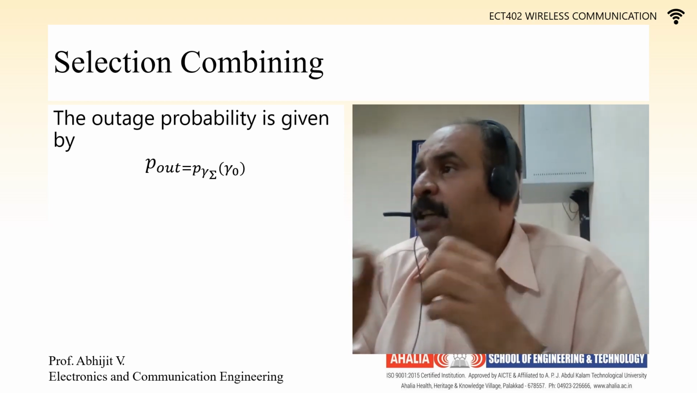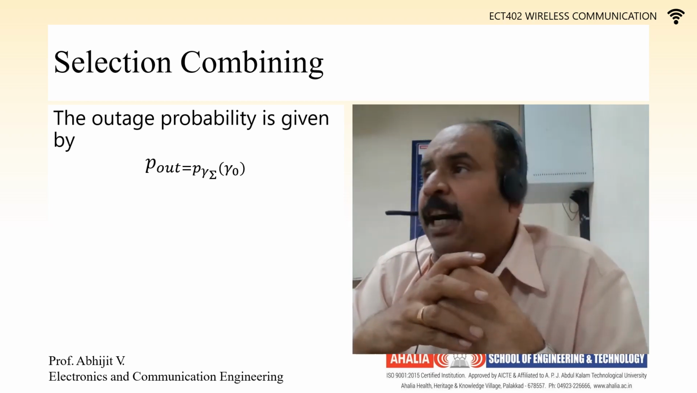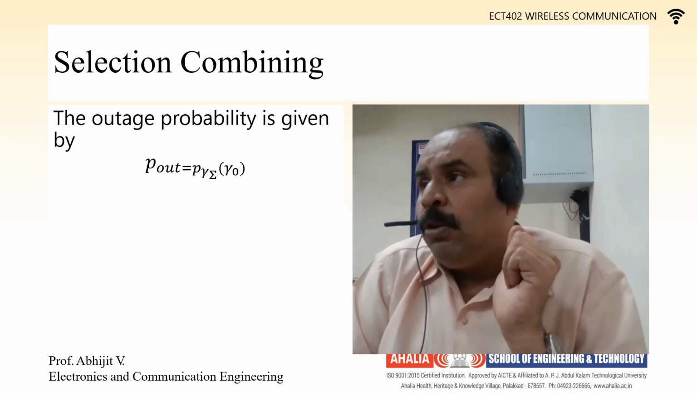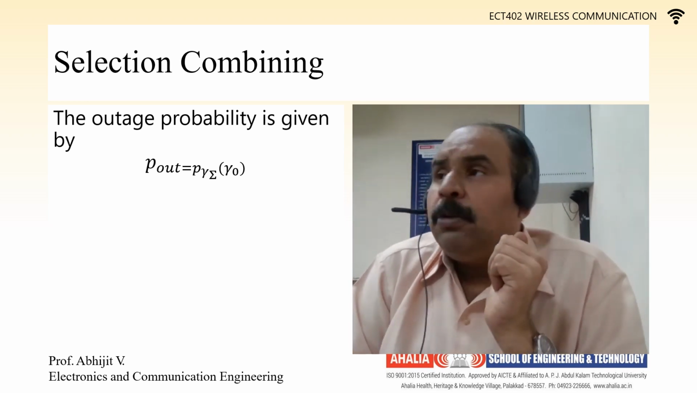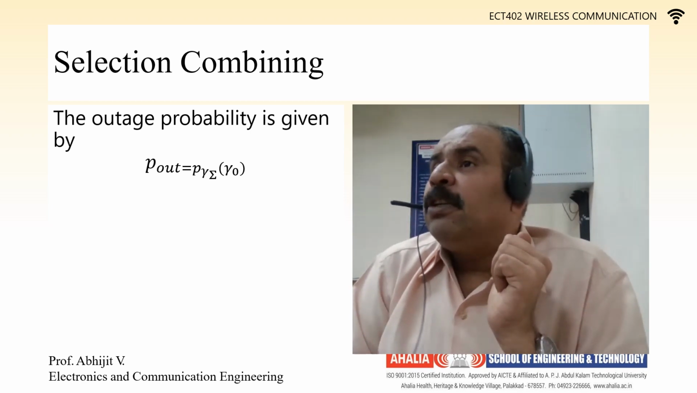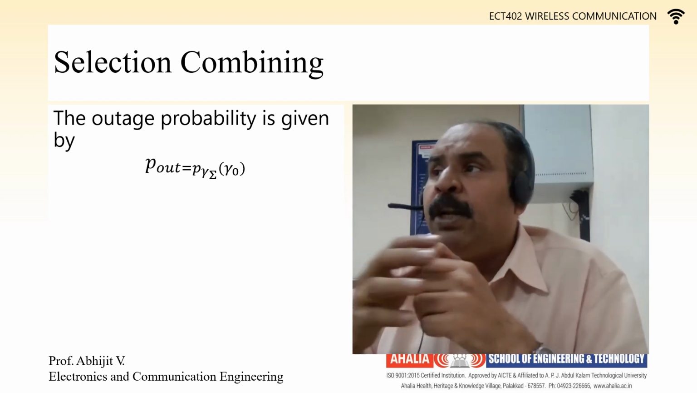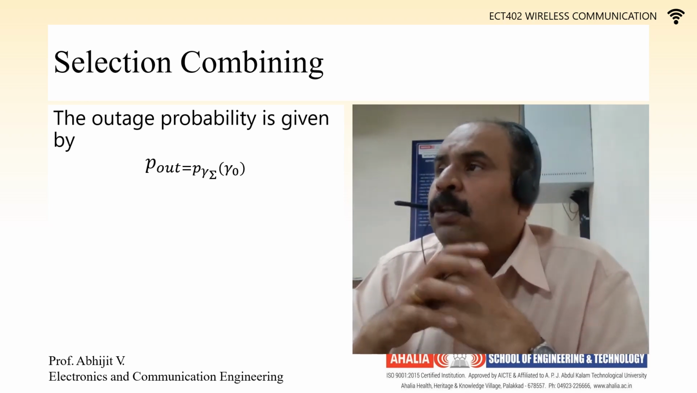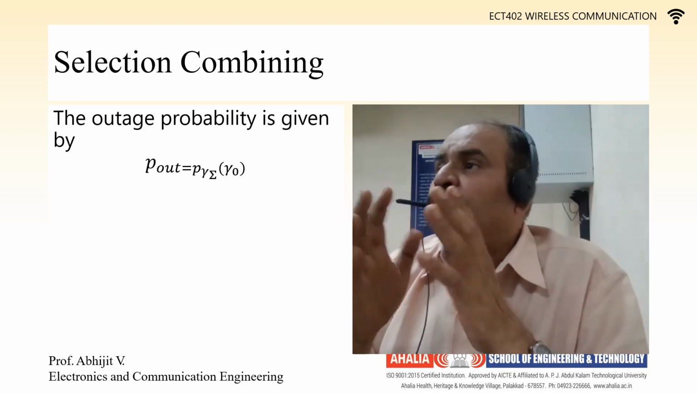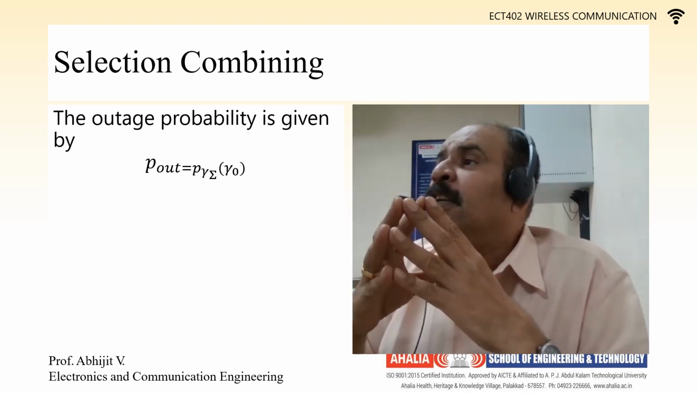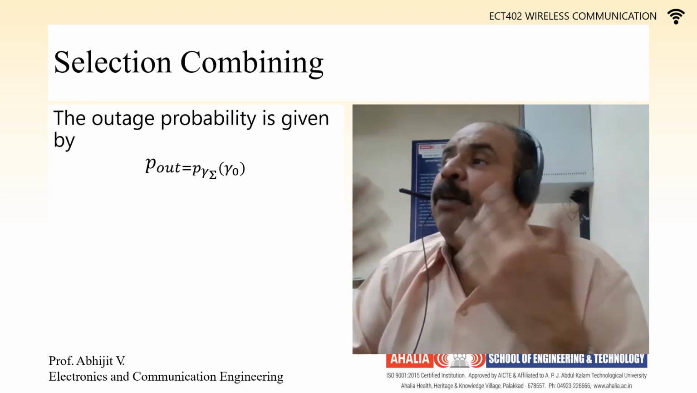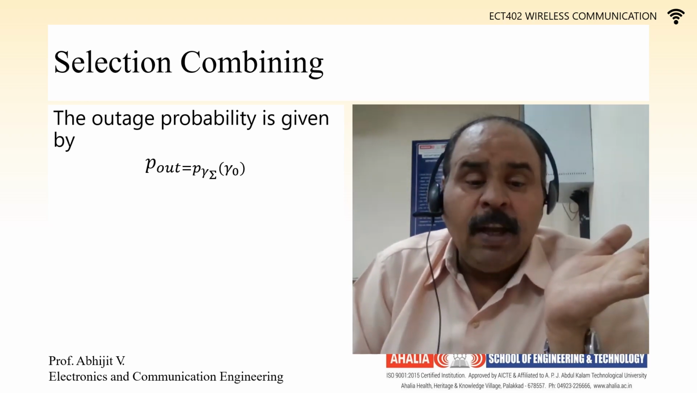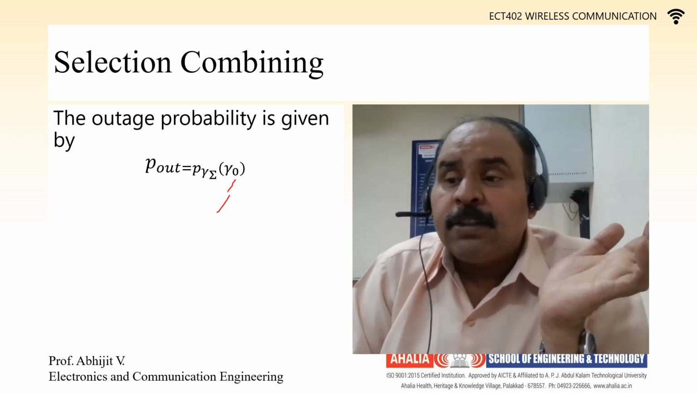Now, in that case, the outage probability is defined as P out is equal to P of gamma sigma less than gamma naught. That means the probability that the sum of all these signal to noise ratios is below the threshold signal to noise ratio. That is why we have used this term called gamma naught.